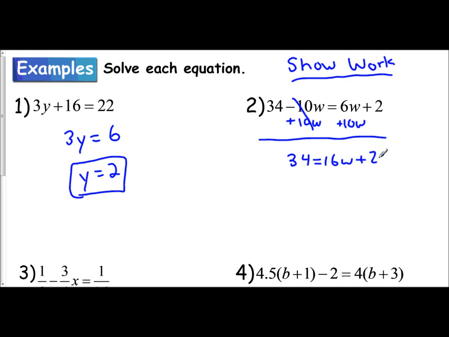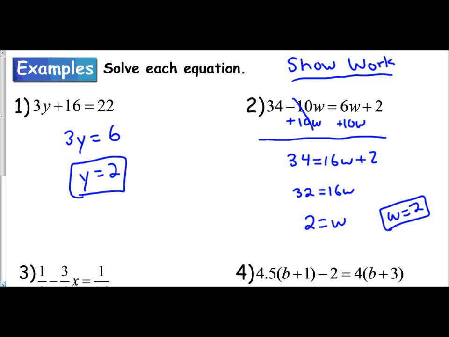Now I can get rid of my addition by subtracting 2 from this side and 2 from over here. So 34 minus 2 is 32. So 32 equals 16w. And now divide by your coefficient of 16. 32 divided by 16 is 2. So 2 equals w. Our variable w equals 2.